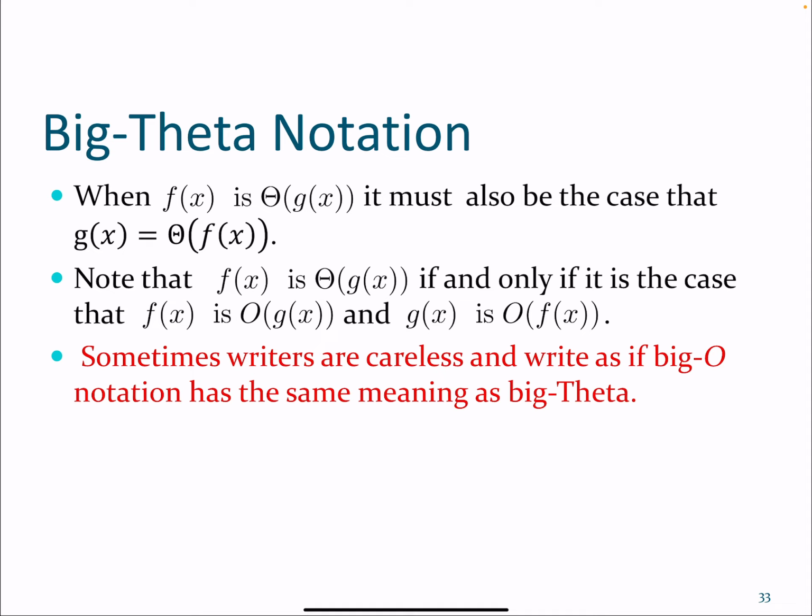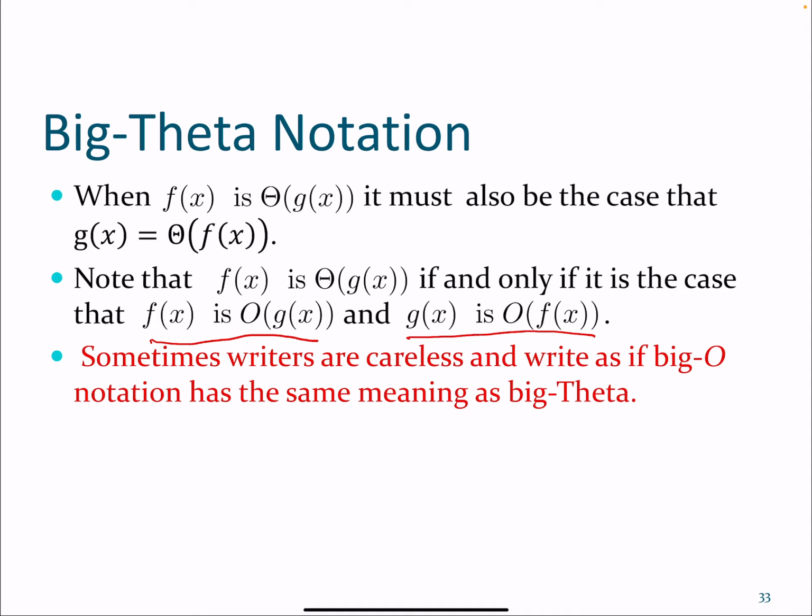So, how to prove a big theta notation? First of all, if f(x) is big theta of g(x), then g(x) is also big theta of f(x). And if f(x) and g(x) are of the same order, then you can prove that f(x) is big O of g(x), and g(x) is also big O of f(x).